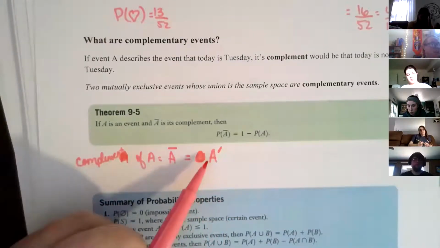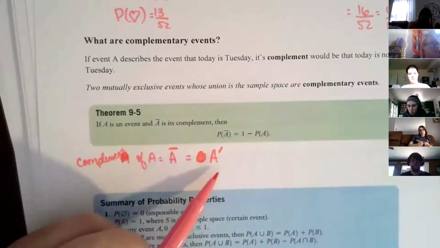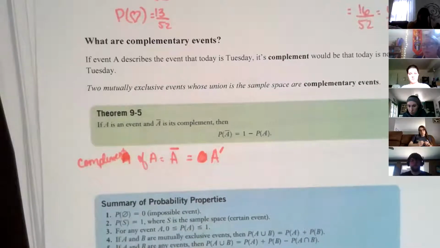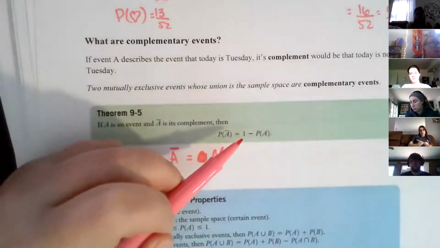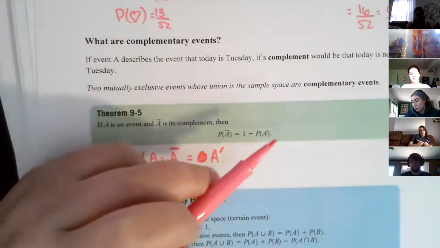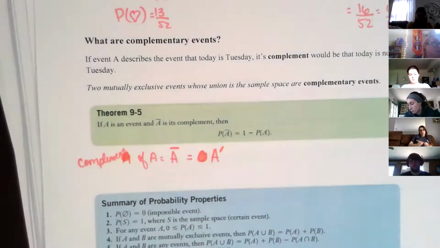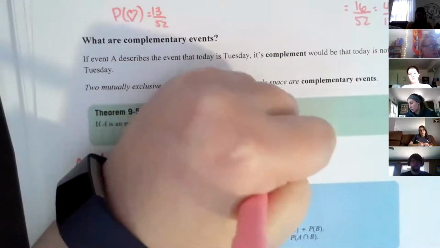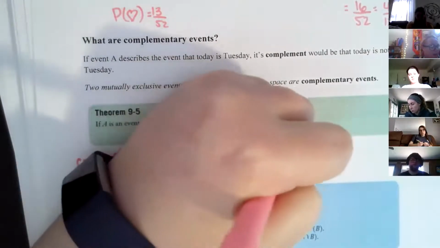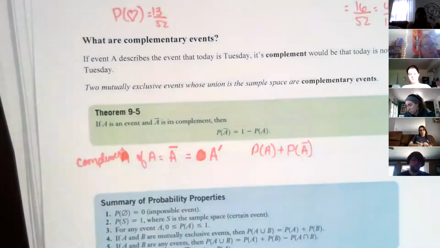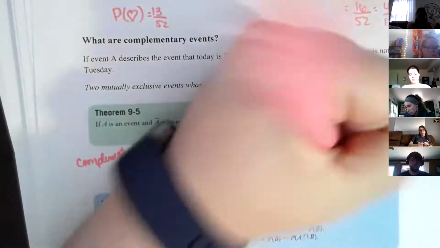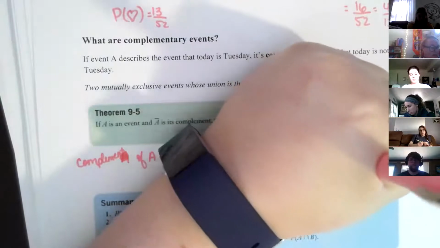So if you happen to be Googling things, this might be something that you might come across. And of course, if I take the probability of the complement, it'll be 100% minus the probability that A happened. So if I added the probability of A plus the probability of its complement, I would get 100%.